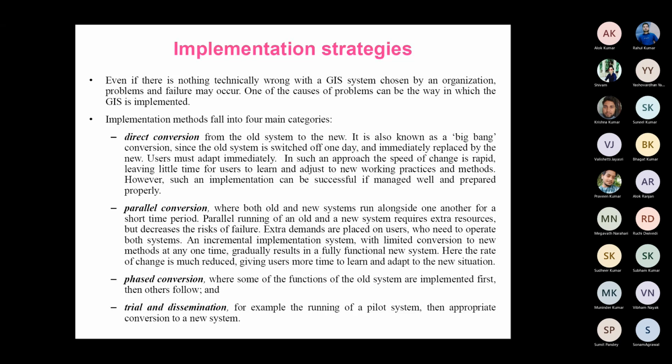The next one is trial and dissemination. Trial and dissemination is just like the previously taught pilot system. A new system is implemented in a small area. If it is successful, the direct conversion will be used. So first there will be a trial in a small geographical area. Based upon the results and the problems, the system can be changed and updated. Once it is successful there, it will later be implemented in the whole organization. So these are the different implementation strategies that could be used here.